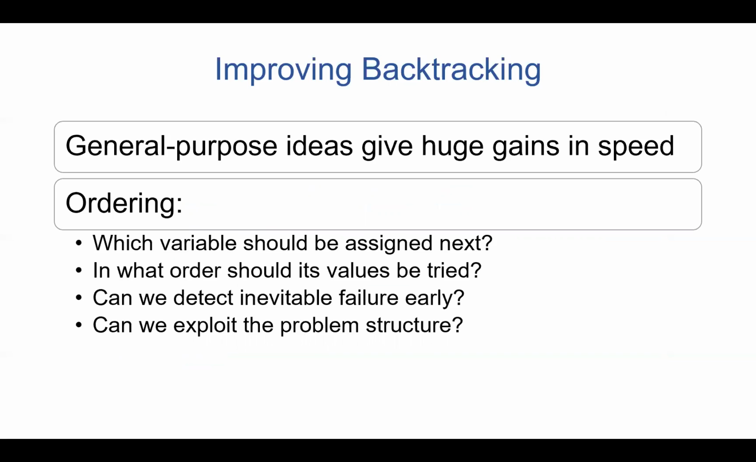Okay. So we basically need to know what variable do we need to select next. In what order should its value be tried? So given the possible values that can be assigned, can we assign the values in some order that might help us improve the backtracking? Can we detect inevitable failure earlier? Can we do a little bit of planning? Can we do a little bit of pre-processing, right? So if we sit and plan a little bit earlier, then we can detect that we might have a failure in the future. Therefore, we shouldn't do this kind of assignment, right? Or can we exploit the problem structure?